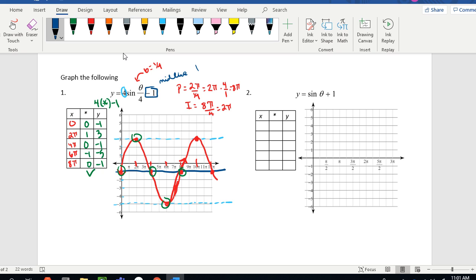Here, the amplitude is 1, the midline is 1. Okay, here's my midline. There's the midline, and this is at y equals 1. And the next thing I'm going to do is say, oh, the amplitude is 1. So I'm going to go up 1 and down 1 from the midline, not from 0.